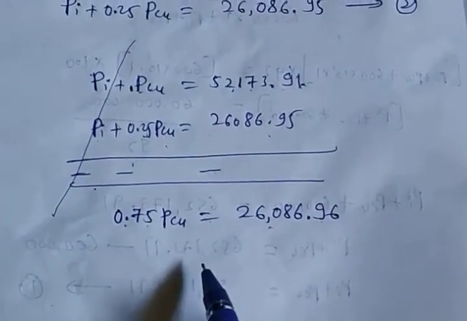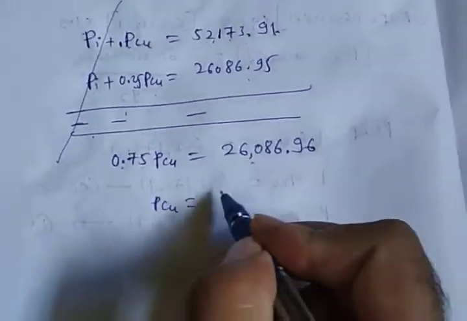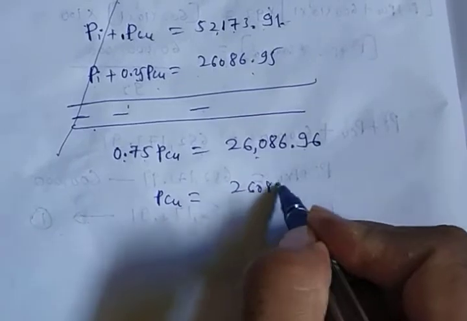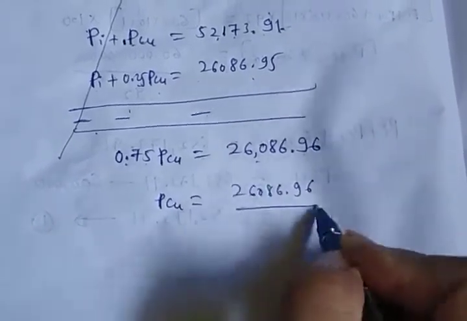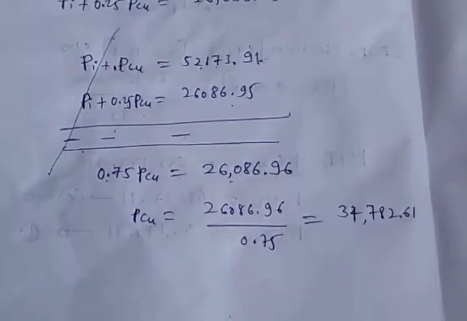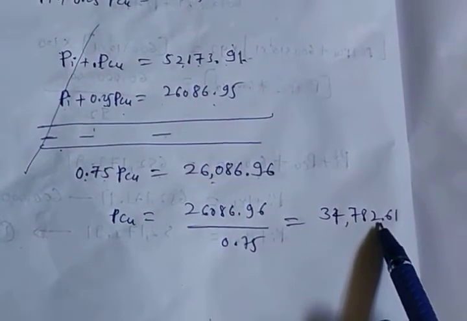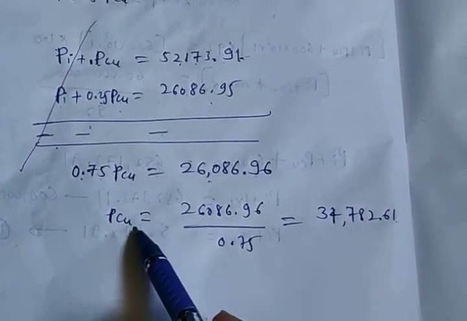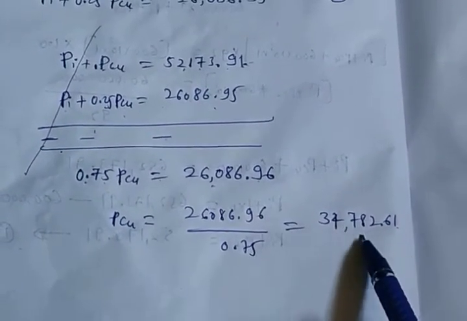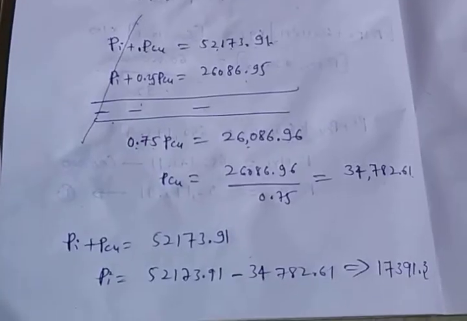You will get 26,086.96. So the next step is PCU is equal to 26,086.96 divided by 0.75. So the value of PCU will be 34,782.61 watts. That is the value of PCU. Now substitute this PCU value in equation number 1 or 2, and you will get the PI value.